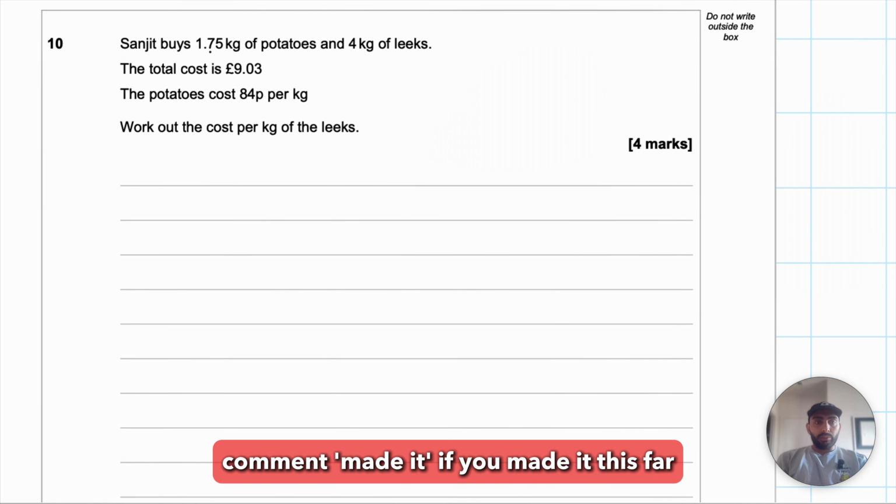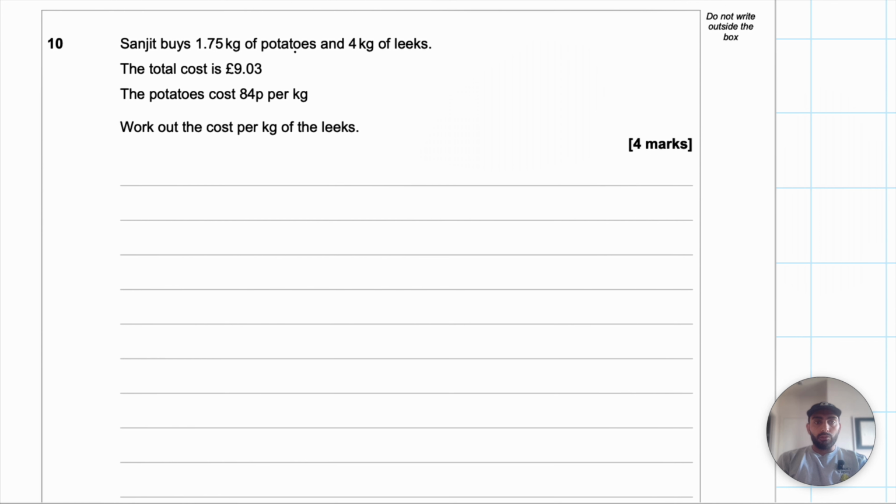Question 10. Sanjit buys 1.75 kilos of potatoes and 4 kilograms of leeks. Let's just convert that into 1.75 kilos of potatoes plus 4 kilos of leeks. I've just converted that bit into an expression. The total cost is £9.03. So now we've made it equal to something. That's an equation now. The potatoes cost 84p per kilo. Work out the cost per kilo of the leeks.